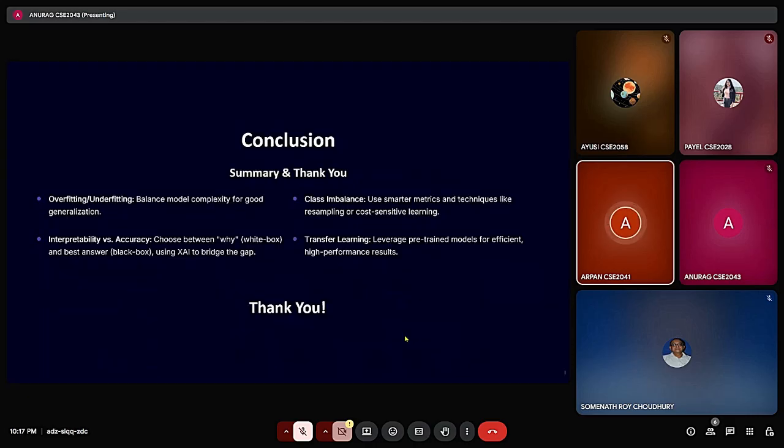Let me conclude the whole PPT. To summarize, we have covered the basics of supervised learning and its history, and the challenges of overfitting, underfitting, and class imbalance. We discussed the trade-off between interpretability and accuracy and how explainable AI can bridge that gap. Finally, we saw how transfer learning can help achieve high accuracy efficiently with the right technique. Supervised learning can be applied efficiently to a wide range of real-world problems.